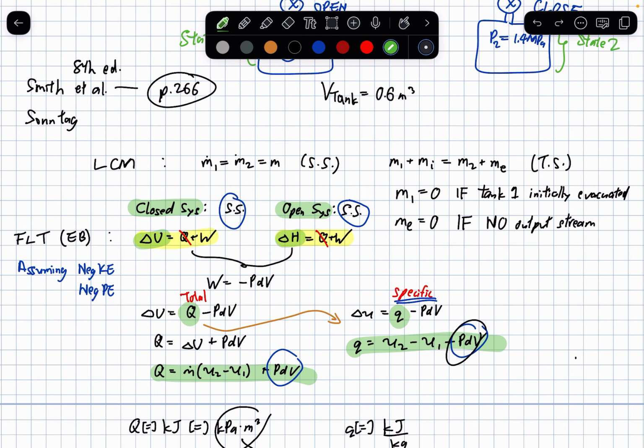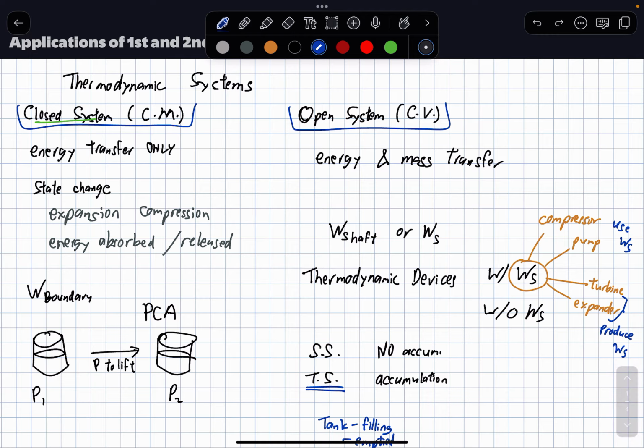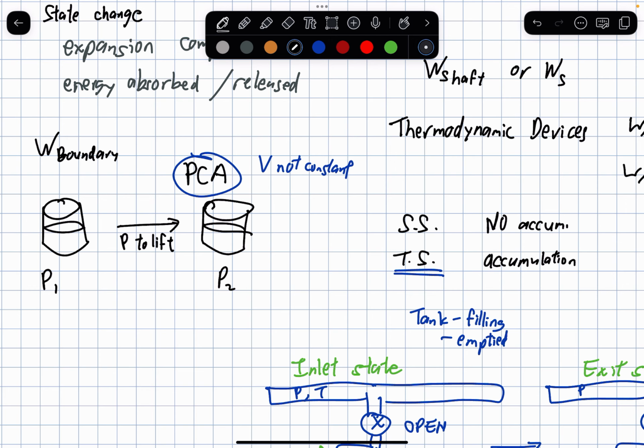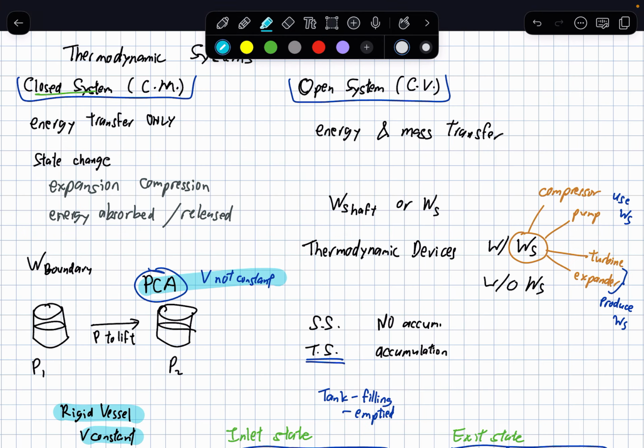So basically, we have two scenarios for closed system. One of them being the piston cylinder assembly. In this case, the volume is not constant. Another scenario that belongs to closed system is rigid vessel. That is, volume is constant. Okay, so just remember those two things for closed system.